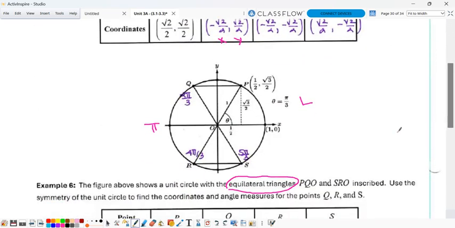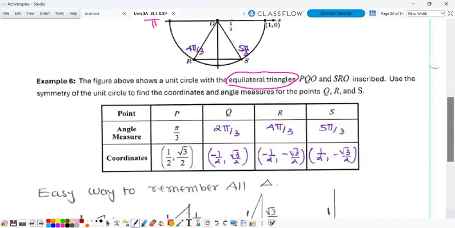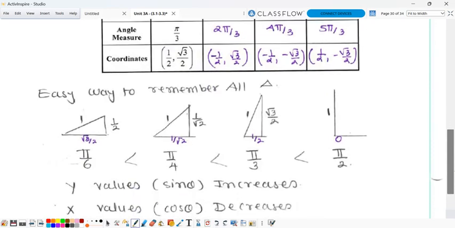Large means large angle, pi over 3. Slope is the biggest number, which means y is a bigger number and x is a smaller number. If you keep small, medium, large in mind, your life will be so much easier.